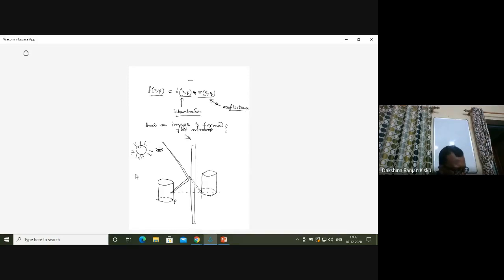If we consider this point as P dash, this is P and this is P dash. This is called the actual image, and this is called the virtual image.